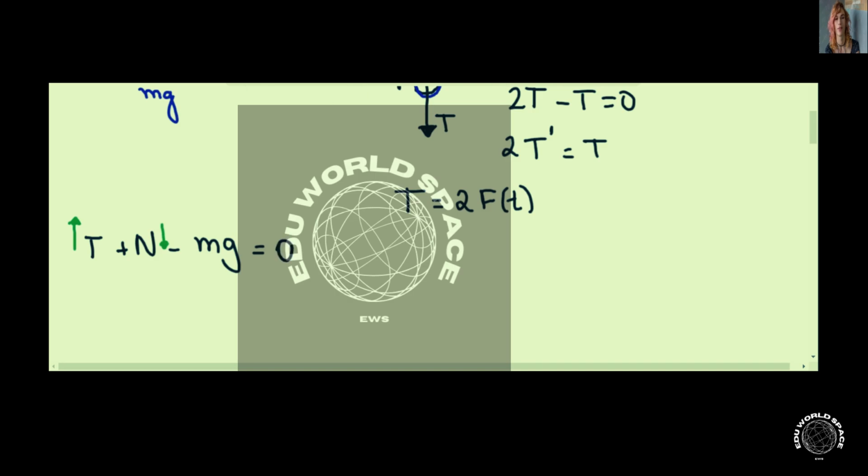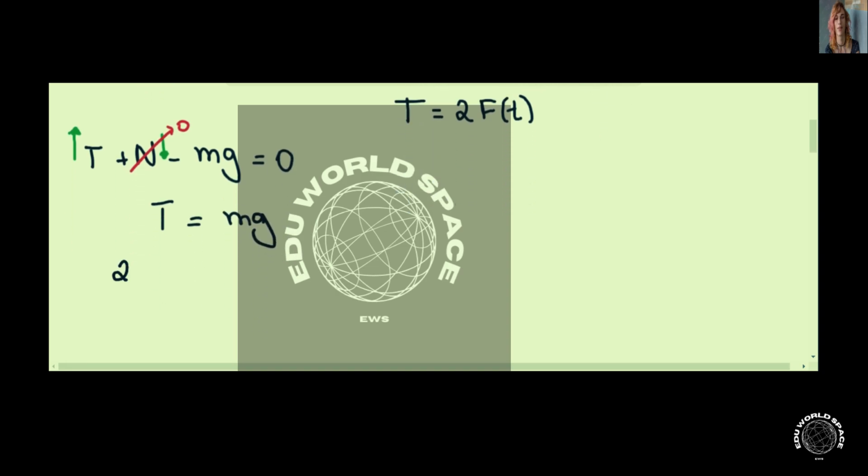Okay. And there's a point when the normal force is equal to 0, and from that point on, the block starts to move up. So we have that T is equal to mg. Now, as I said, T is equal to 2 times f of t. So at that point, 2 times f of t is equal to mg. Now f of t is 625t squared, and this is equal to m, which is 400 times 9.8.